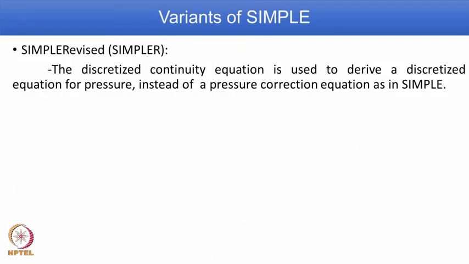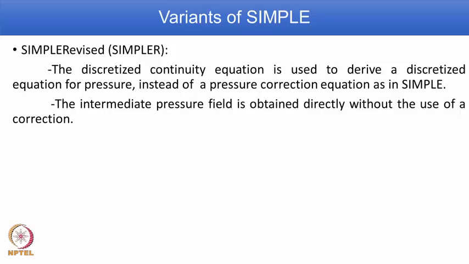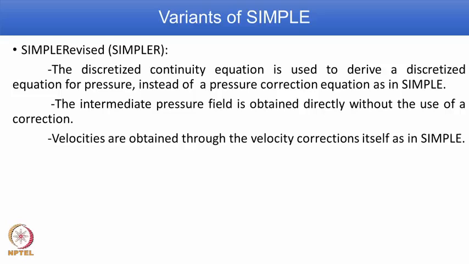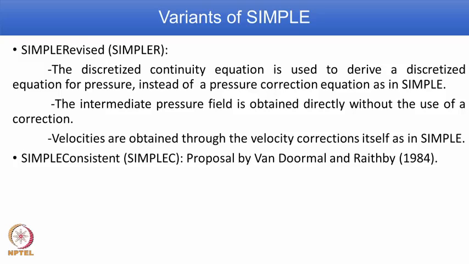There are 2 versions available, variants of SIMPLE. First one is what is known as SIMPLE Revised. In short form, it is also called SIMPLER. In this, the discretized continuity equation is used to derive a discretized equation of pressure instead of pressure correction equation as in SIMPLE. The intermediate pressure field is obtained directly without the use of a correction equation. That is the difference between SIMPLE algorithm and SIMPLER, and velocities are obtained through velocity correction itself as in SIMPLE algorithm.